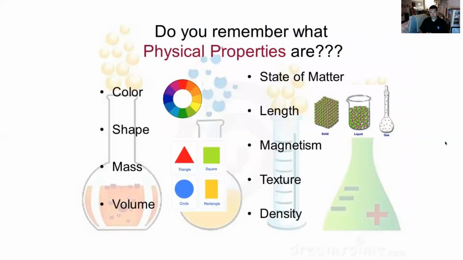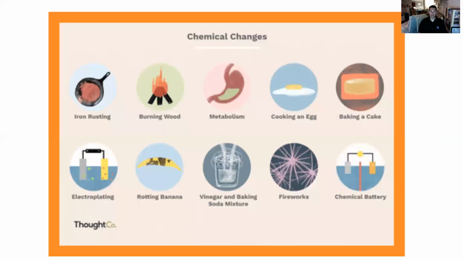All right, so we have all of these different versions. We get a ton of them: magnetism, shape, mass. There's a lot of different things happening here, right? Density, texture, all things that are physical properties of matter. All right, now our chemical changes.